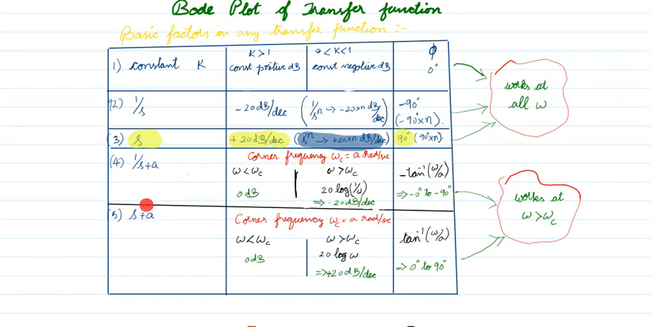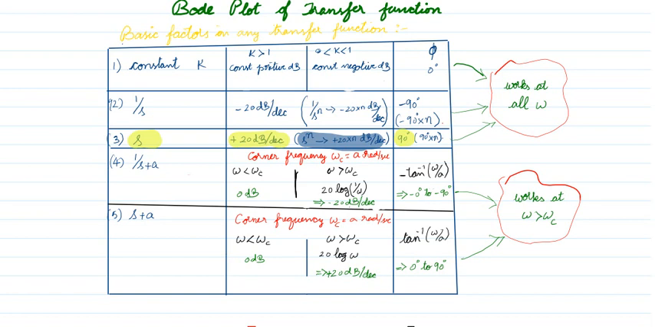Likewise, for the zero at minus a, we have a corner frequency omega equal to a. In this case, for omega less than omega c, we have 0 dB. For omega greater than omega c, we can approximate it as 20 log omega, that is plus 20 dB per decade. And the phase angle is tan inverse of omega by a. We know for tan inverse, the angle ranges from 0 to 90 degree.